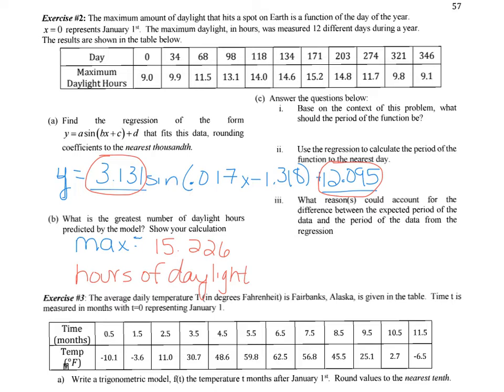Next one, based on the context of this problem, what should the period of the function be? So if we think about the cycle of hours of daylight over a year, considering that this variable is days, we would expect 365 here. It says use the regression to calculate the period of the function to the nearest day. So let's see what comes out when we do our formula 2 pi over b. So 2 pi over 0.017 ends up being 370 days.